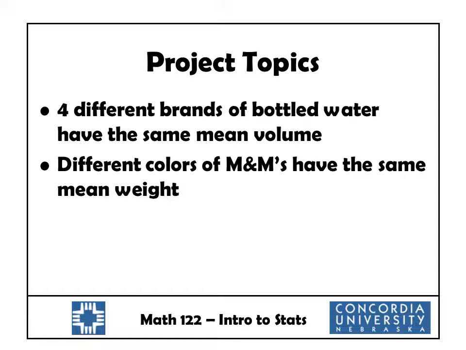Another one is that different colors of M&Ms have the same mean weight. So here you have 6 different colors of M&Ms, so you have 6 different populations. You could select like 5 red ones, 5 blue ones, weigh each one on a digital scale, collect your data, and do an ANOVA test to it. Those are just some examples. Again, you can get project ideas from wherever you want.